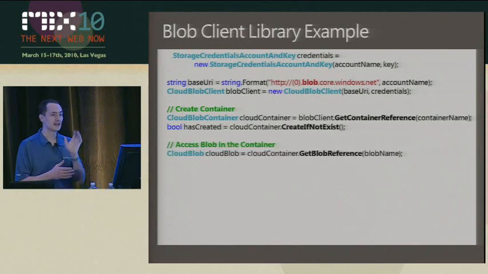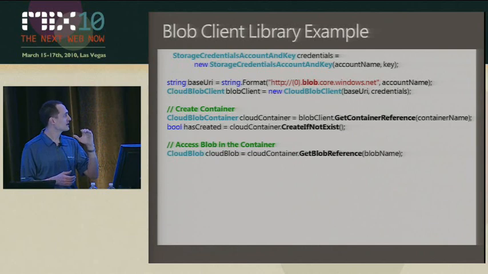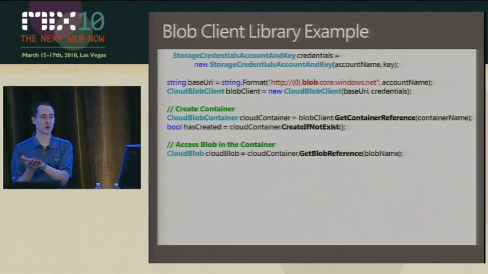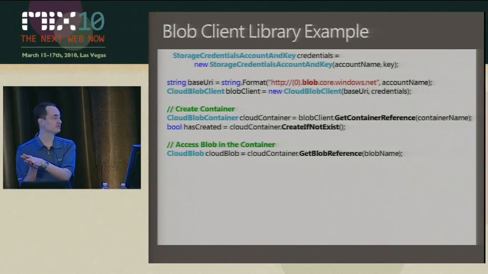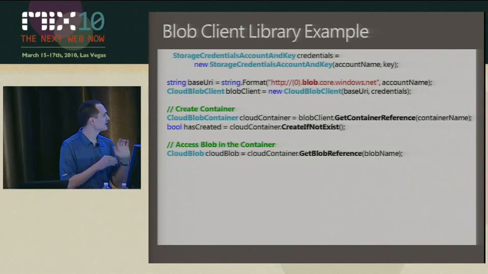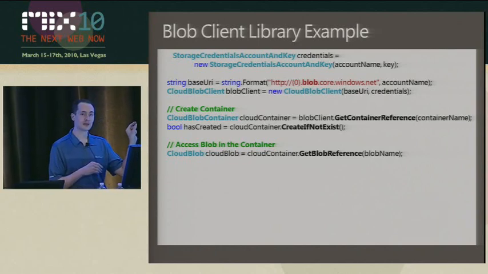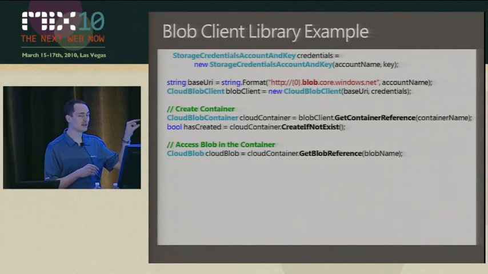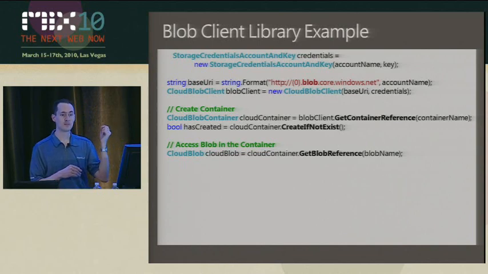Now, with that container, once it's created, we can actually derive from that container object specific blob objects that we actually want to manipulate inside that container. And that's what we're doing here. So we can take that container object and specify the blob name we want to manipulate inside the container, and we get a blob object.